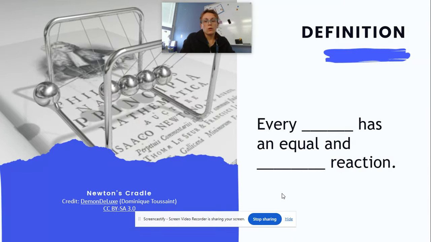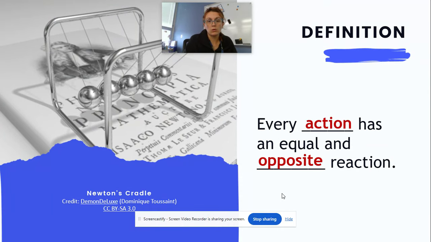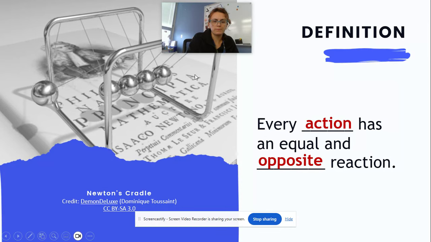Now, what is the definition? The definition is every action has an opposite and equal reaction. So if you push on something, that something is pushing back on you. Newton's cradle that you can see here, this little illustration here, is an example of Newton's third law.